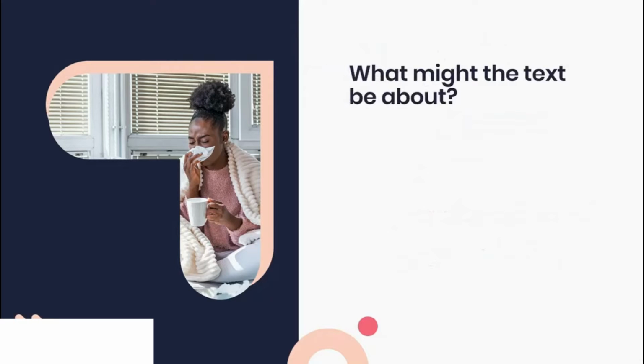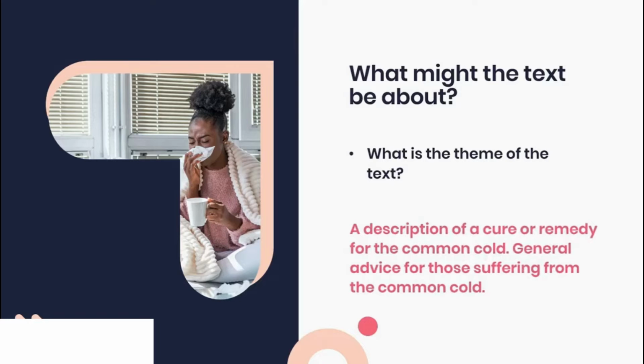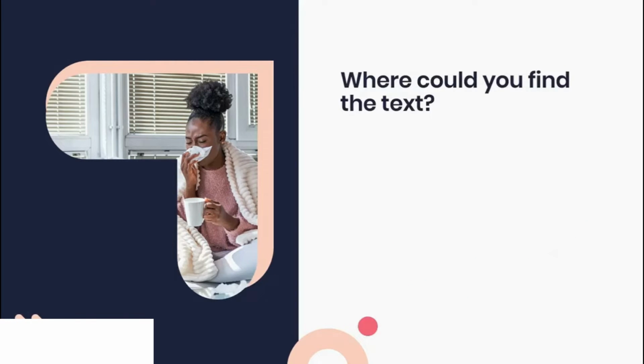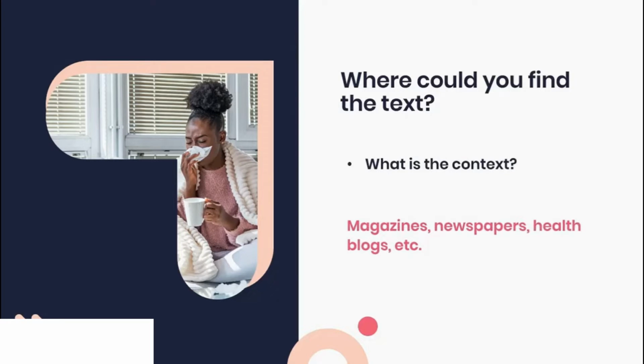Now, what might the text be about? In other words, what is the theme of the text? Well, judging by the key words of the title, the text will probably be a description of a cure or a remedy for the common cold. It might even be an article that gives general advice for those suffering from the common cold. Where could you find the text? In other words, what is the context? You could probably find the text in magazines, newspapers, health blogs, etc.